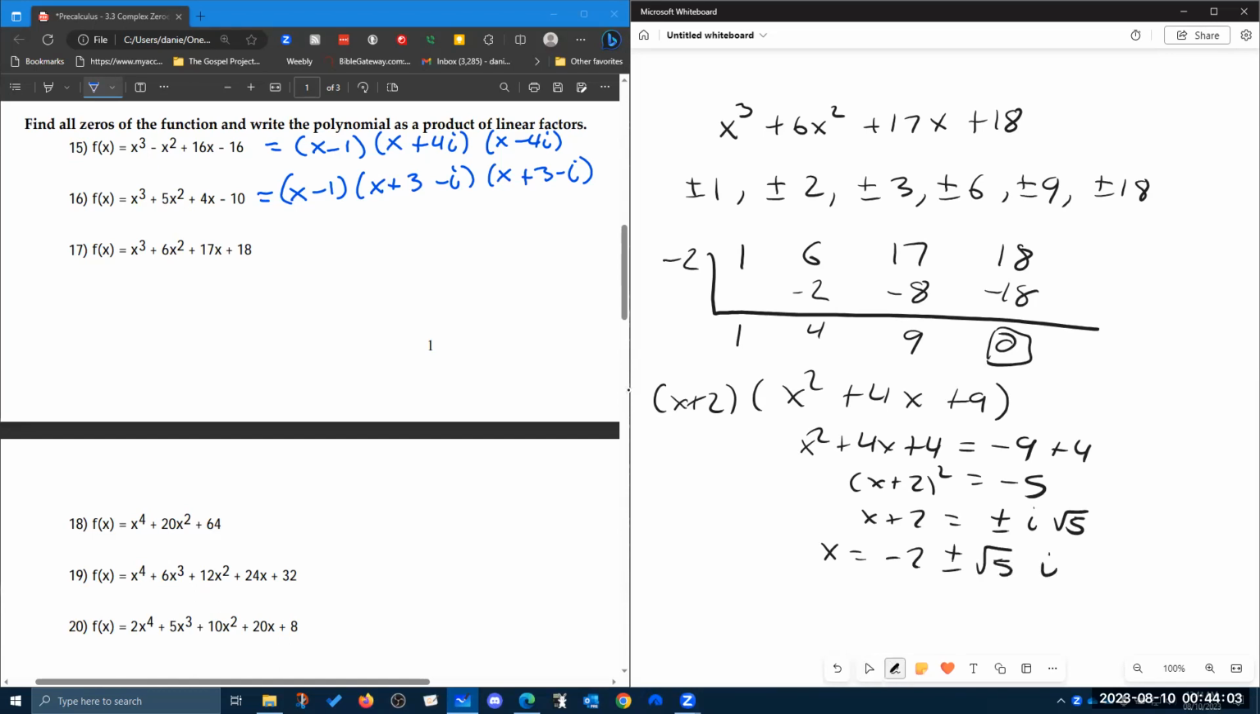And we have factors of x plus 2. It's x plus 2 minus the square root of 5 times i, and x plus 2 plus the square root of 5 times i.